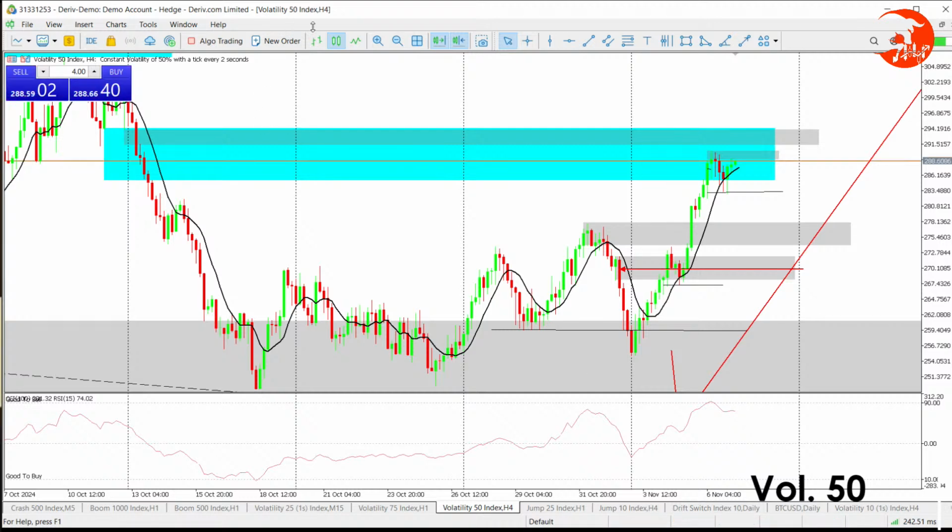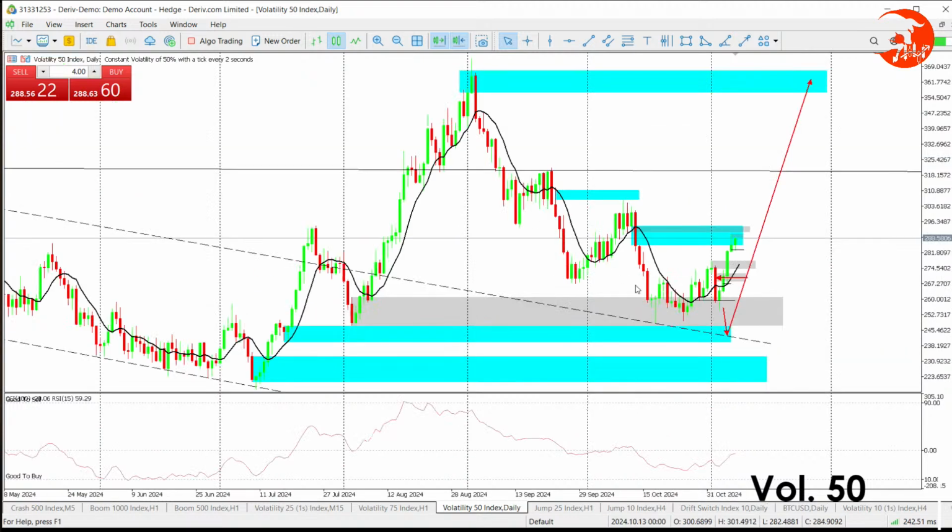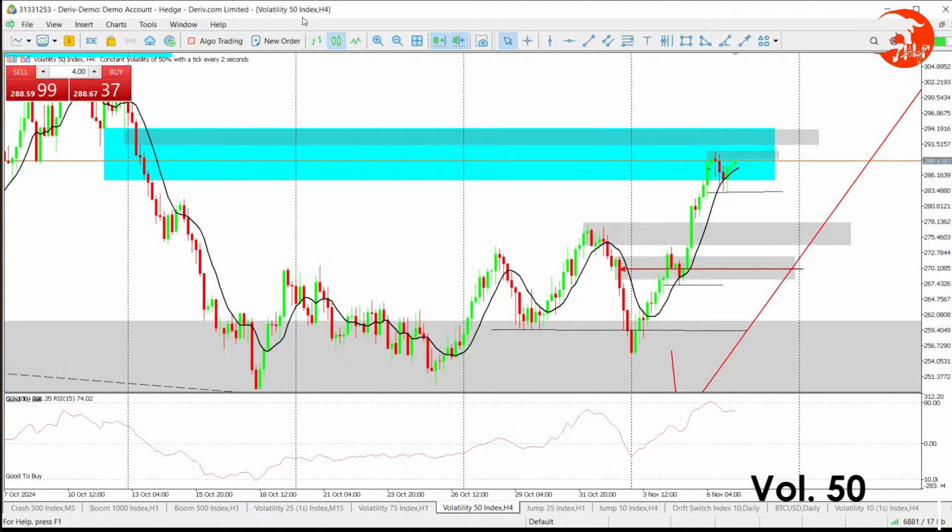This is H4 and we are clearly selling on H4. It means it can even go all the way back here depending on the momentum. Looking at daily, we are still selling, so that's also another confirmed confluence that can attest to what we are looking for on H4.